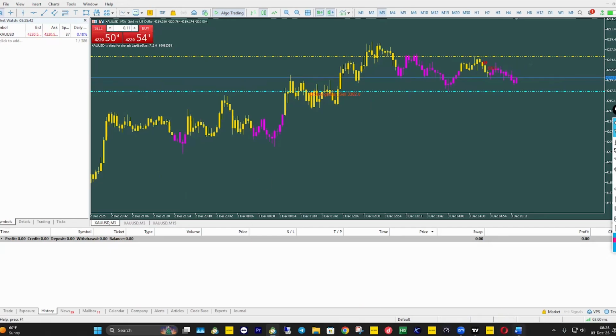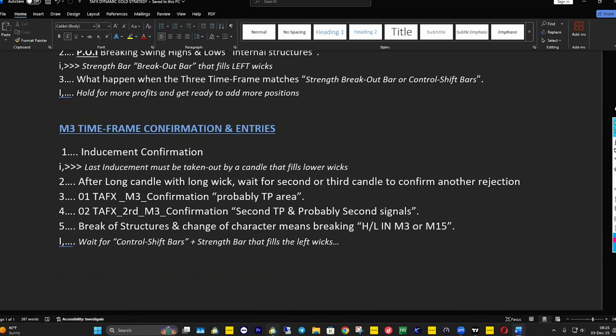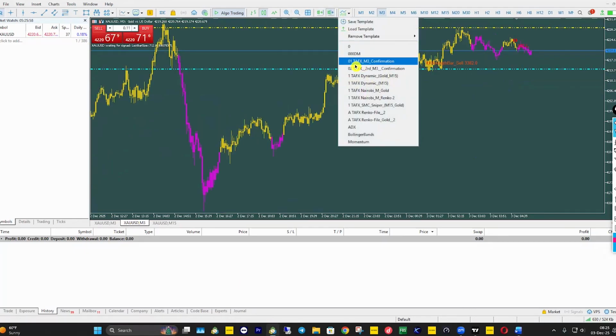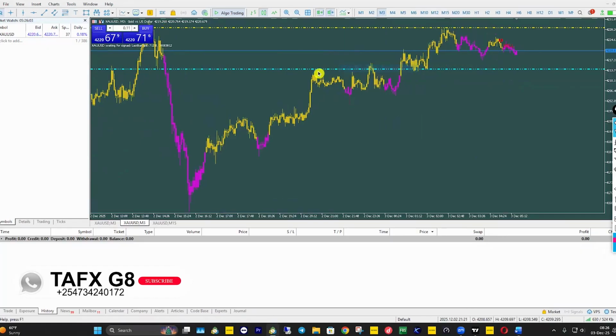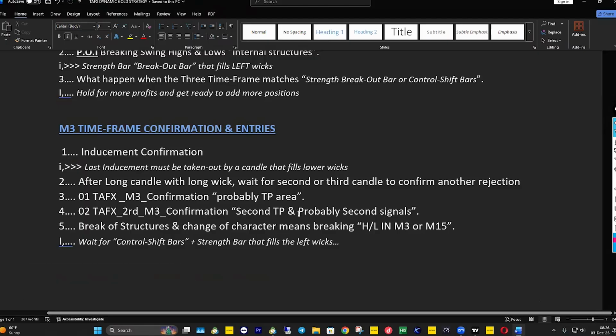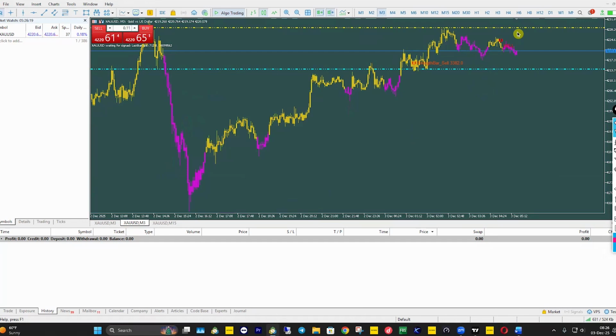All right. So number 2, we have another second TFX, the second minute 3 time frame, second TP, or probably a second signal. So when we go back to this one, this is what we call the second, because you can see the template here. We have the minute 3 confirmation and the second minute 3 confirmation. So when we talk about the minute 3 second confirmation here, we are talking about the second TP, and probably the second signal. So this tells you that we can use this here as a second TP.